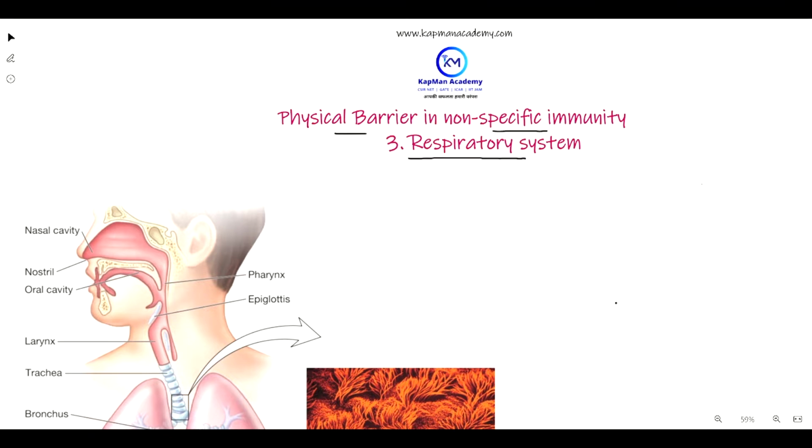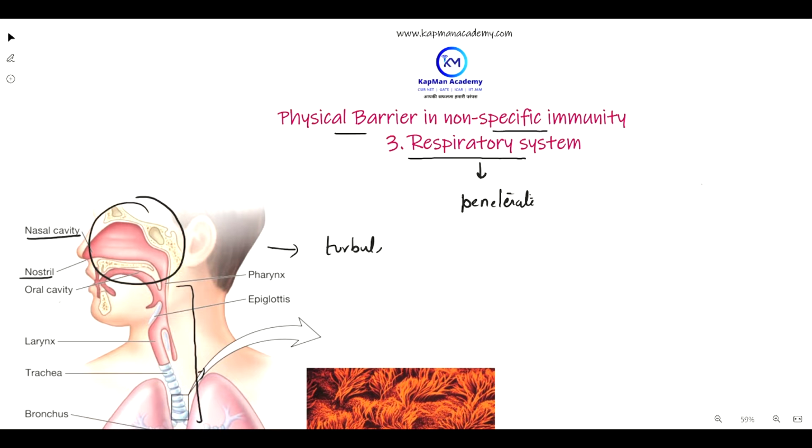So in the respiratory system, a microbe has to penetrate the upper respiratory system, which is composed of the nasal cavity, nostrils and oral cavity, and it has to infiltrate the lower respiratory system, right? But because the air here is very turbulent, microbes usually get deposited here because of the moist and sticky nature of the surfaces, right?